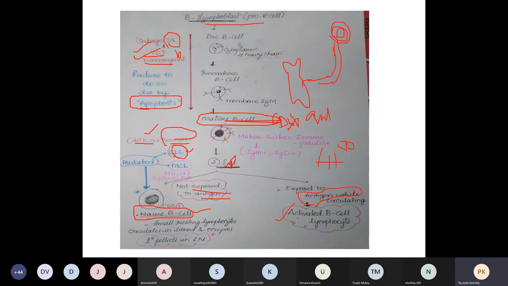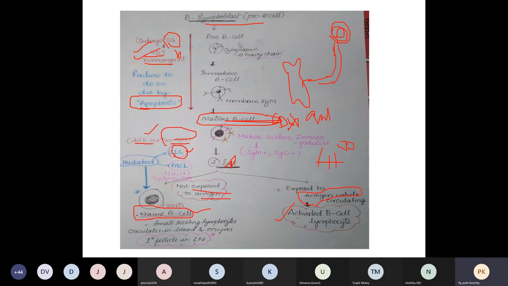What you understood? All your chronic lymphocytic leukemias are CD5 positive. And what is the cell of origin? It is your naive B cells. Got it? And what mutation leads to them becoming CLL? It is your deletion of chromosome 11, 13 and trisomy 12. Got it? Instead of that, there is a VDJ rearrangement, right?